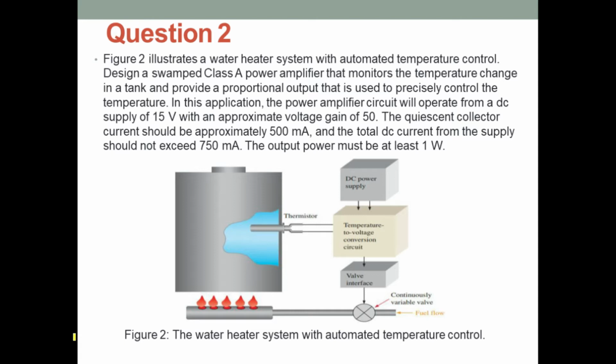In this assignment, my group has to do question number 2, which instructed us to design a swamped class A power amplifier that monitors the temperature change in a tank and provides a proportional output that is used to precisely control the temperature by using the situation given. This is the question that was provided to us.